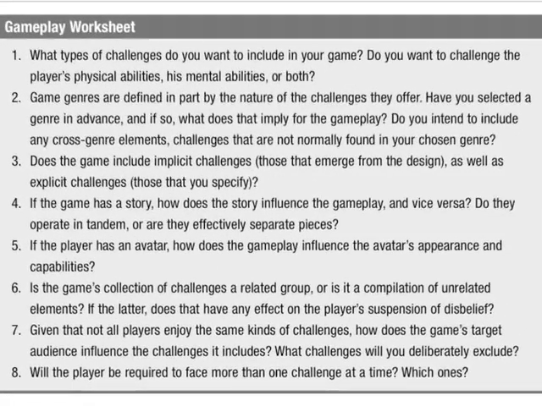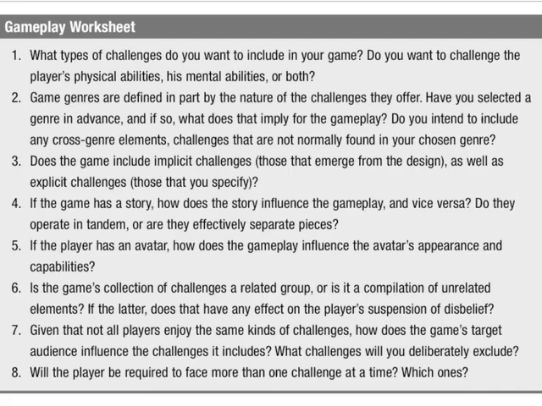So, for instance, here for the gameplay worksheet, the first question is, what types of challenges do you want to include in your game? Do you want to challenge the player's physical abilities, his mental abilities, or both? Okay, that seems fairly straightforward. But run down to question number 6. And number 6 is, is the game's collection of challenges a related group, or is it a compilation of unrelated elements?